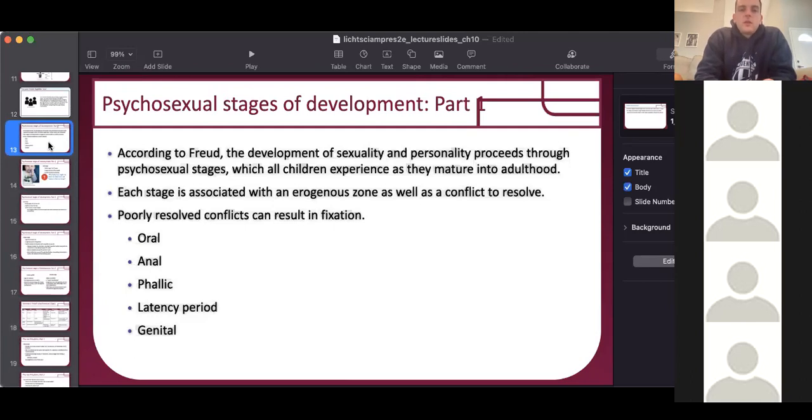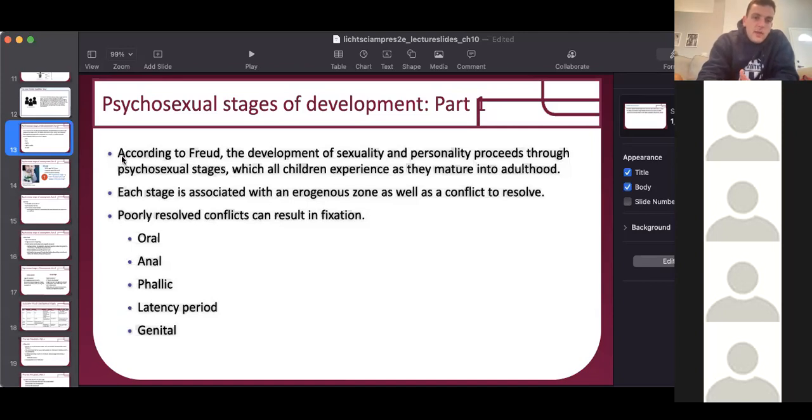So there are 5 stages. The way that I remember this is "only a penguin likes grapes." Does it make any sense? No, but it is effective in terms of learning these things. All of these have an age that they correspond to, a zone that they correspond to, and a fixation behavior that they correspond to. So you probably need to remember all of them because there's like 15 to 20 bits of information that come from this one idea. All children experience this as they mature into adulthood, according to Freud.